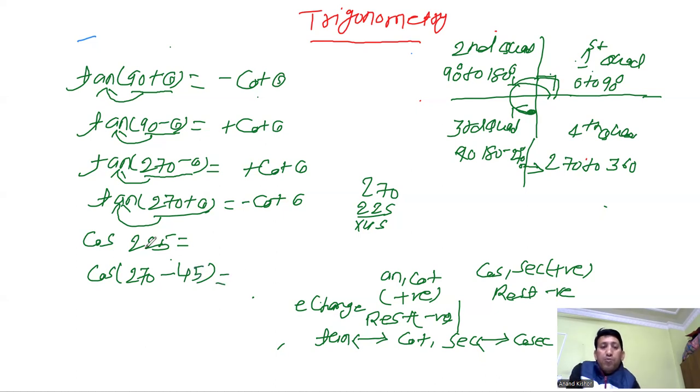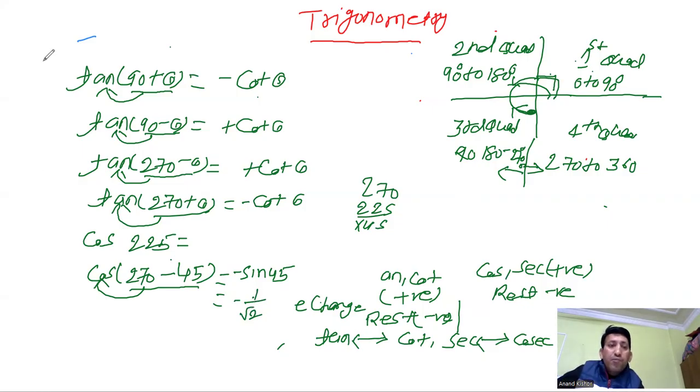So cos 225 is cos(270 minus 45). What I told: in 90 or 270, the ratio will be changed. So cos(270 minus theta) is sine theta. So sine 45. Now we see 270 minus 45: which quadrant? This is the third quadrant. In the third quadrant, cos is negative, so minus. So here it is minus 1 by root 2, since we know sine 45 is 1 by root 2.